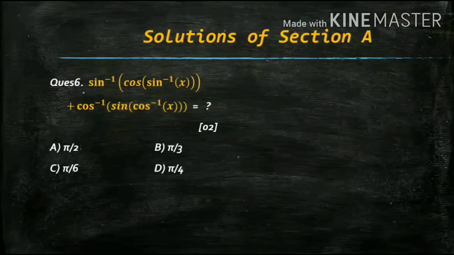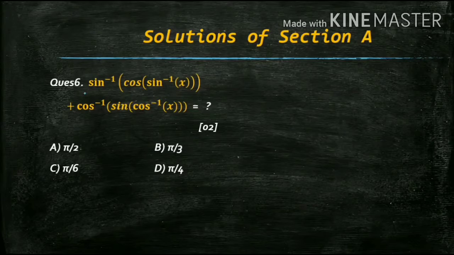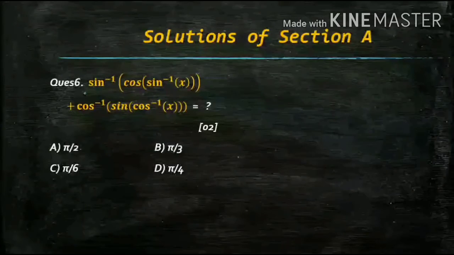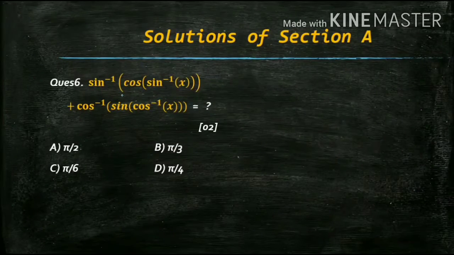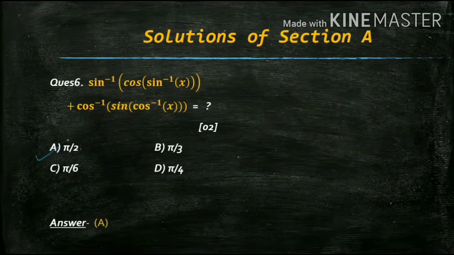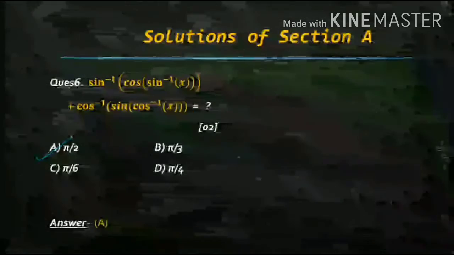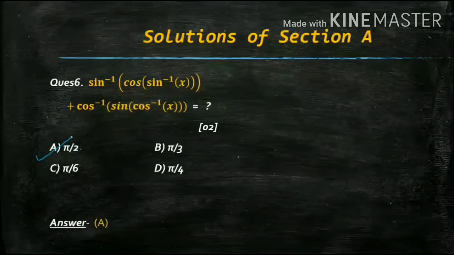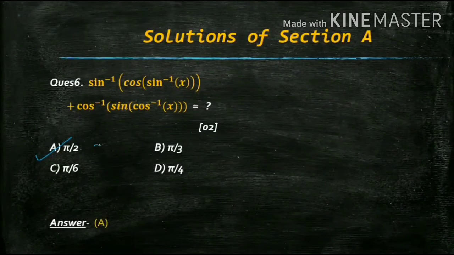Okay, this one might look lengthy or big, but it's actually not. It's asking you to find the value of sine inverse of cos of sine inverse x plus cos inverse of sine of cos inverse x. And the correct answer is pi by 2. This is also a solved example from your book only. Here also I'll tell you two methods of how to proceed.